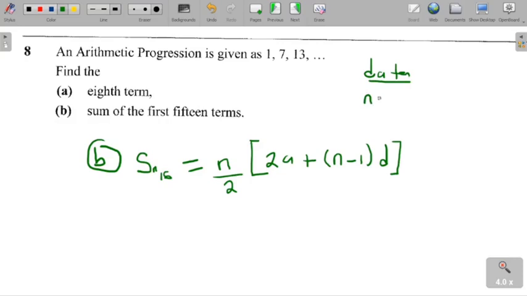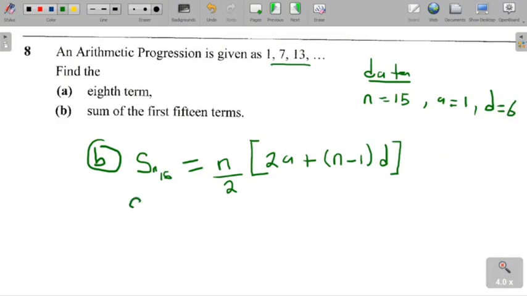So what you are going to do is write your data here, organize your information. n, the number of terms: since they are saying the sum of the first 15 terms, n will be 15. Then a, we know that is our first term, in this case it's 1 according to the sequence that you are given. Then what is the value of d, the common difference? We said the common difference is 6. So just substitute there.